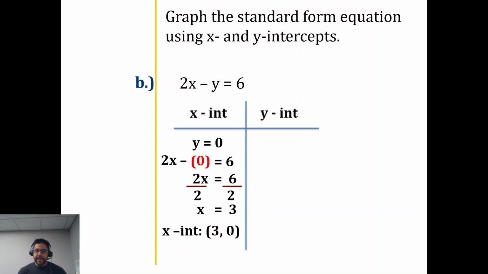All right, I'm going to give you a small head start to see if you can be careful and try to solve for your y-intercept. You've got about 30 seconds to try and solve for your y-intercept.